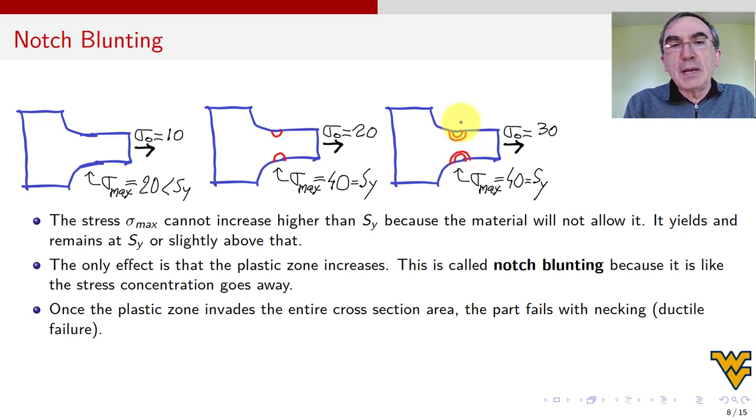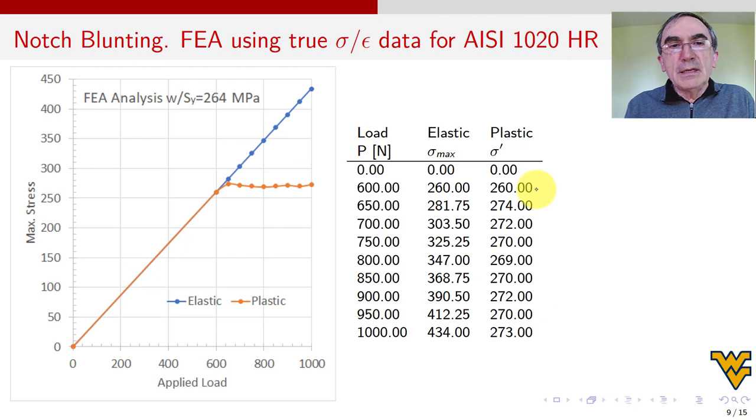So this is what is notch blunting, the development of a plastic zone which limits the stress to Sy or so. And that way, that means that the stress doesn't grow. Stress concentration factor or not, it doesn't grow. Okay? So here is more proof because, you know, my previous example was made up.